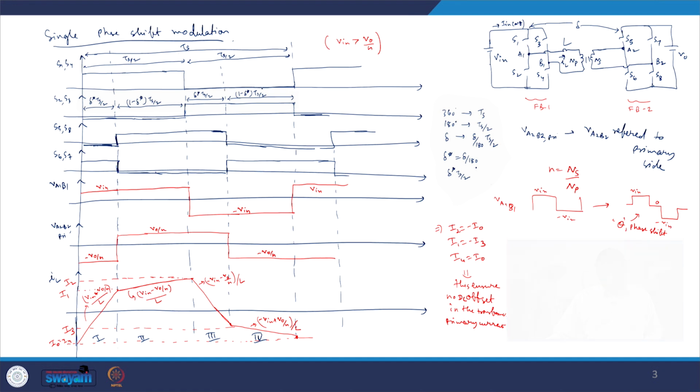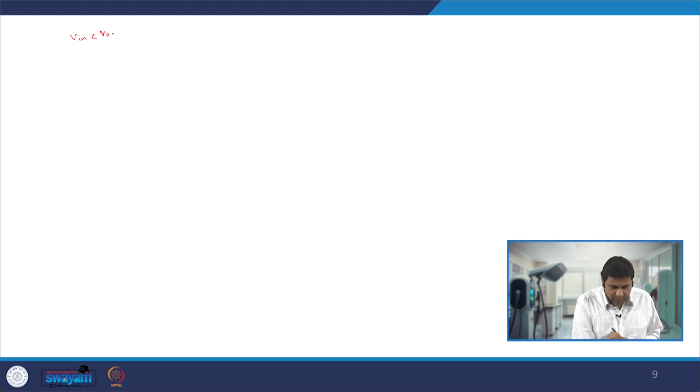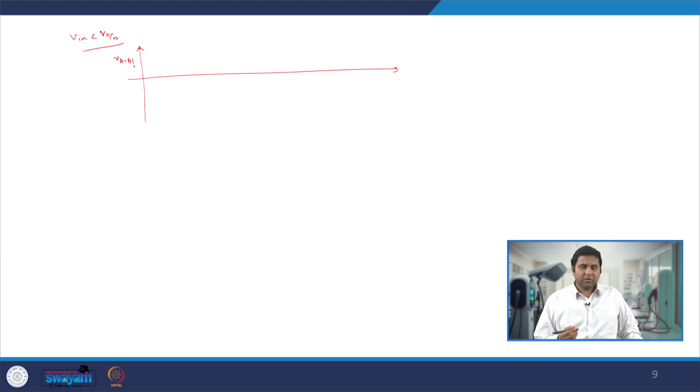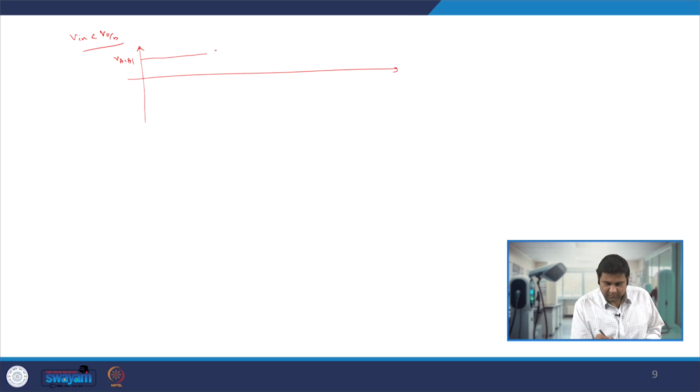Now let us also see how the inductor current varies when we have V less than V naught by N. So let us see how the waveforms look. Let us take the condition when V is less than V naught by N. If you look very carefully, I am now drawing only VA1B1 because we already know how VA1B1 can be obtained. So this is for Ts by 2, and for another Ts by 2 it is like this.